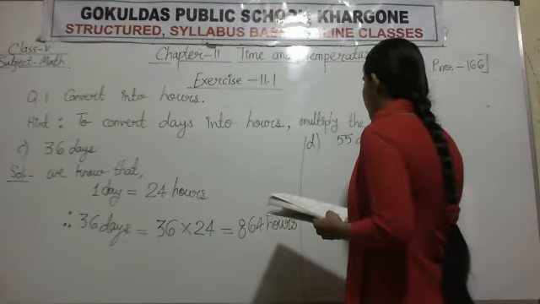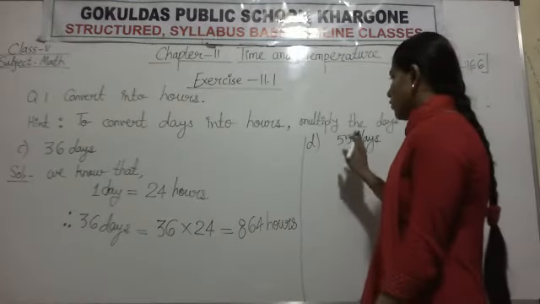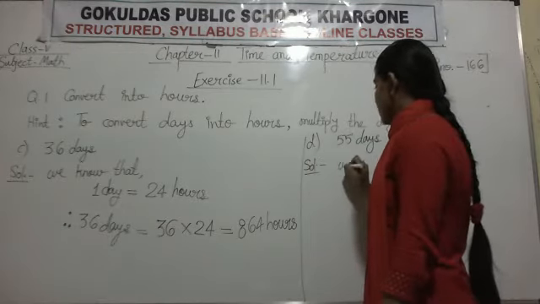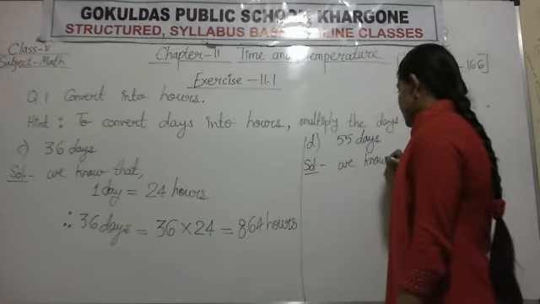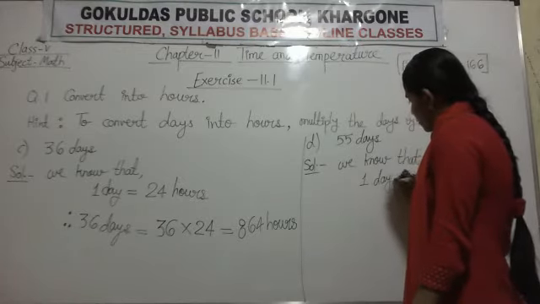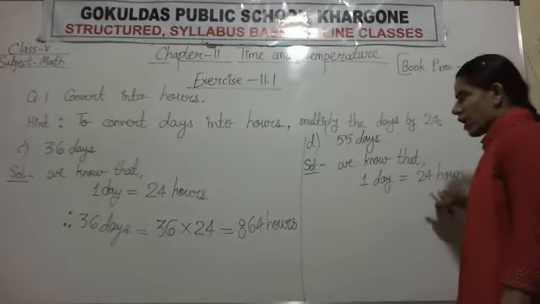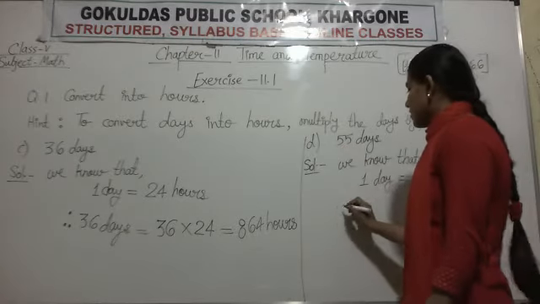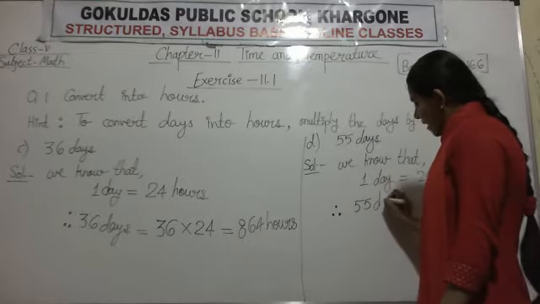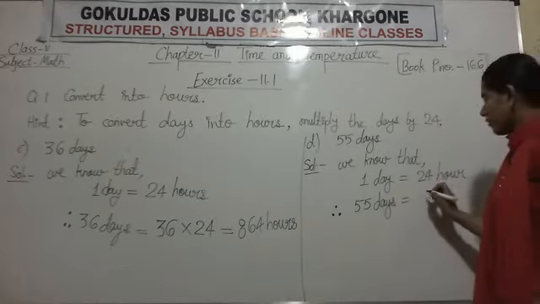What is given? 55 days is given. We want to convert these days into hours. We will use the hint. We know that 1 day is equal to 24 hours. We want to calculate for 55 days. Therefore, 55 days will be equal to 55 into 24.